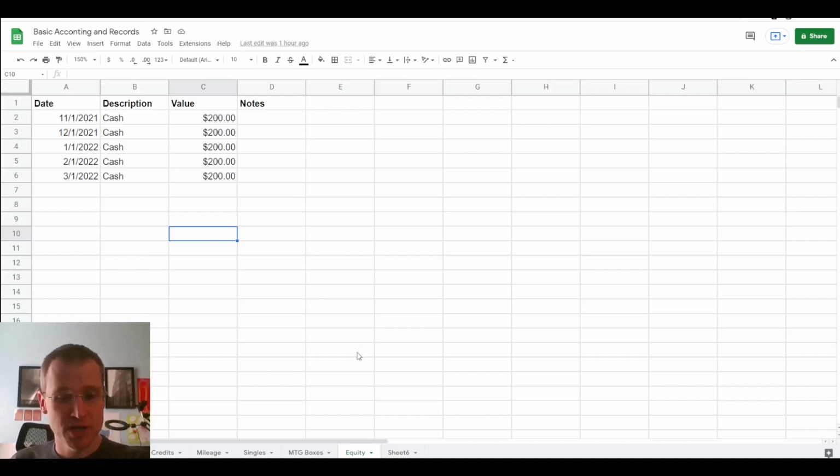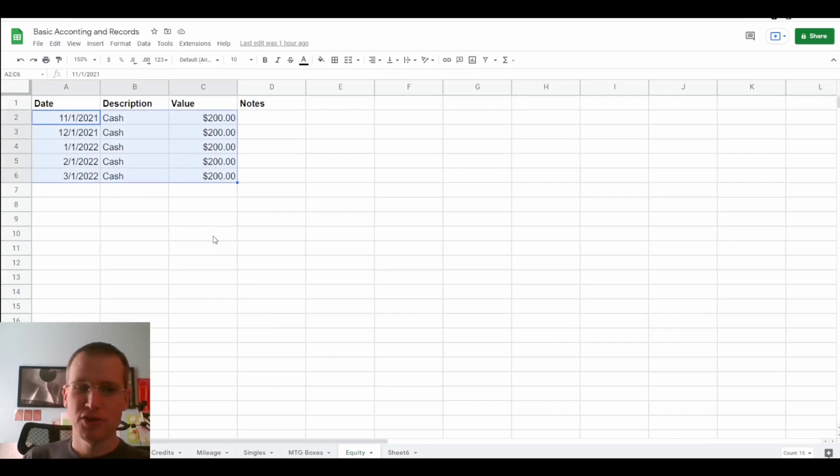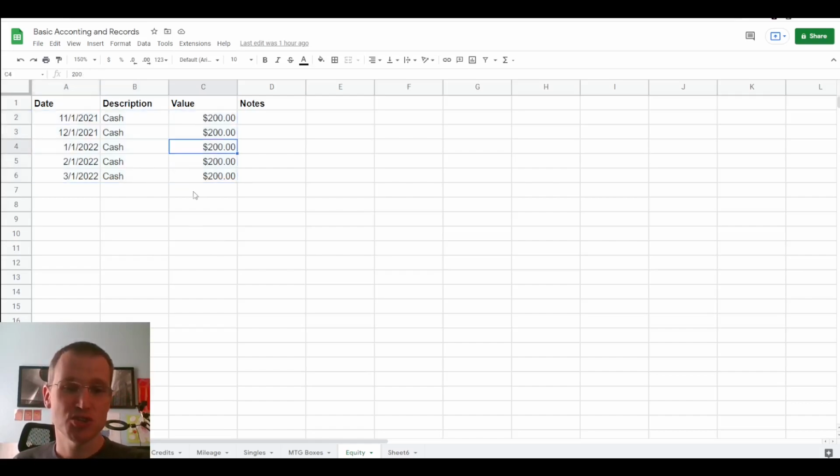Okay, so what we're going to do is talk about equity. We're going to talk about how to record it and keep track of it and what it's used for. So I've added another tab to the spreadsheet for equity. And let's just imagine that every month you have your pretend Magic card business like I do, and you put $200 into the business just to buy singles. Maybe all you want to buy is Unlimited near mint Magic singles. And so $200 a month you go out and you buy singles with.